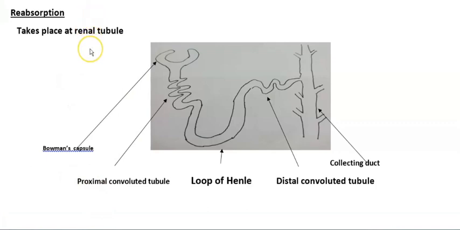Reabsorption takes place at the renal tubule. Renal tubule, that means at the proximal convoluted tubule, loop of Henle, distal convoluted tubule, and connecting duct. So in all these places, the reabsorption process takes place. Now we are going to look at the tubules one by one. Let's see what happens at each tubule here.